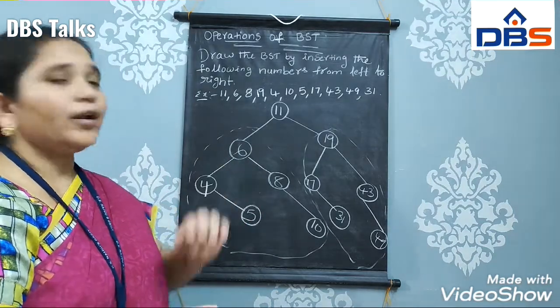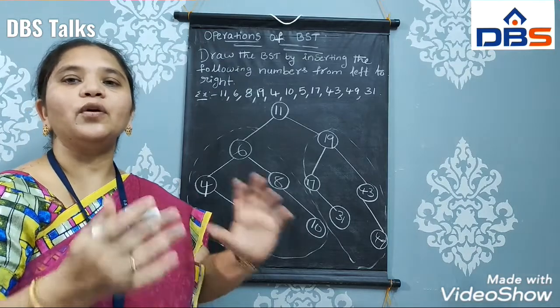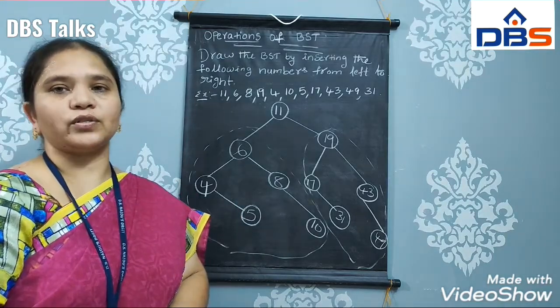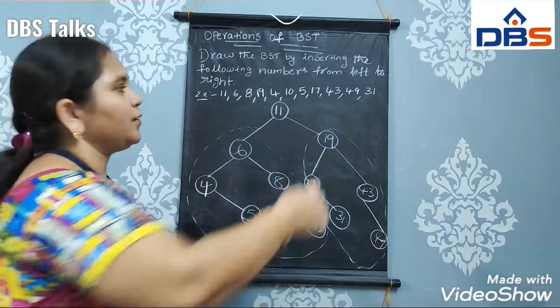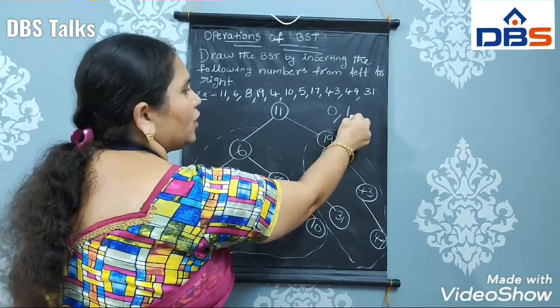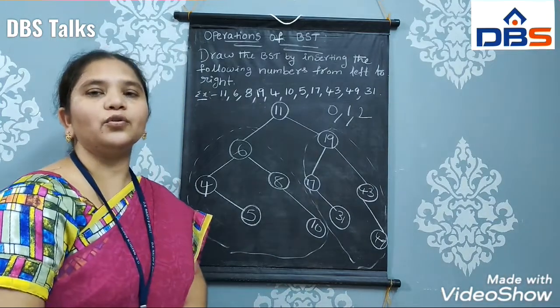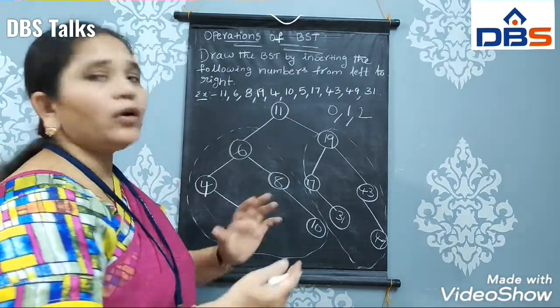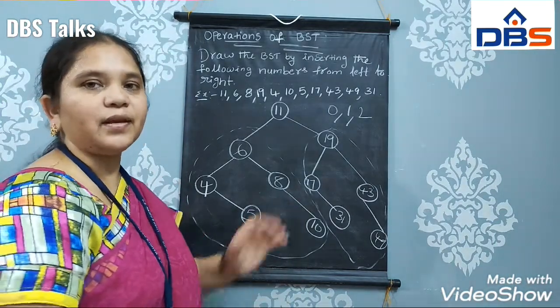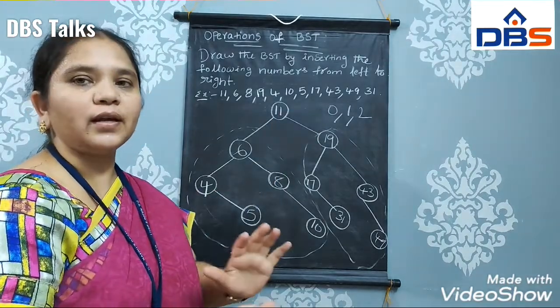According to the logic of binary search tree, any node contains at most 2 children. At most 2 children means 0 children or 1 child or 2 children. That is the meaning of at most 2. Here we want to delete the nodes from this BST. We have to choose 3 things.